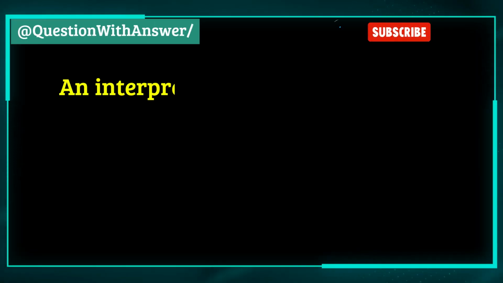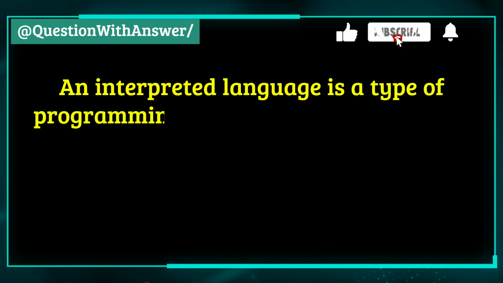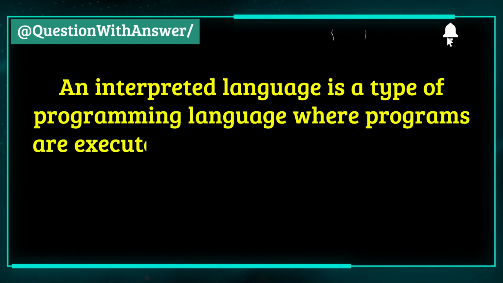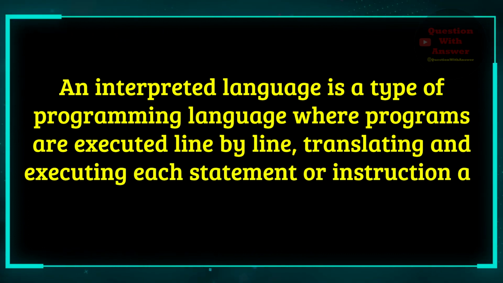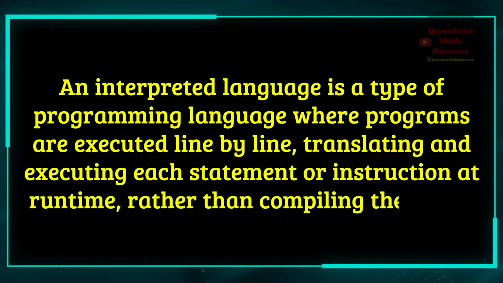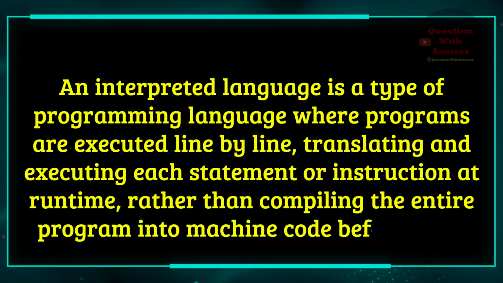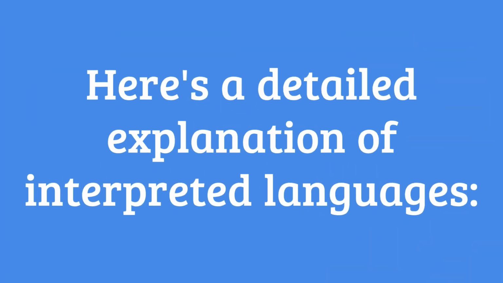An interpreted language is a type of programming language where programs are executed line by line, translating and executing each statement or instruction at runtime, rather than compiling the entire program into machine code beforehand. Here's a detailed explanation of interpreted languages.